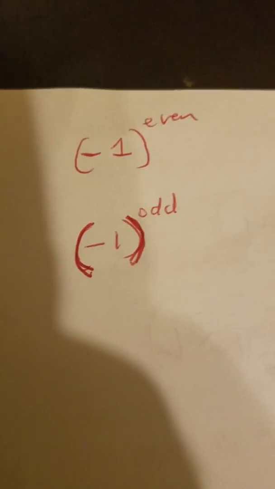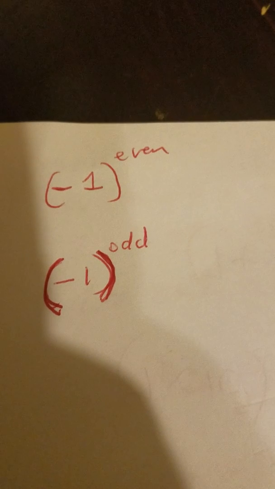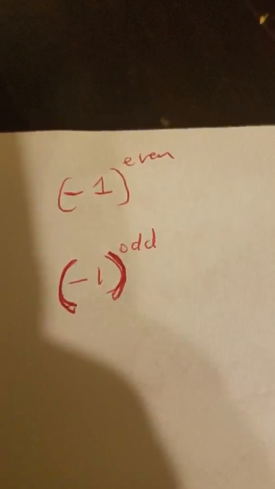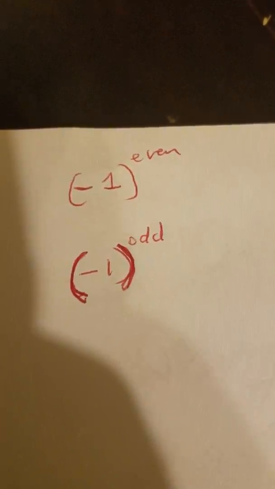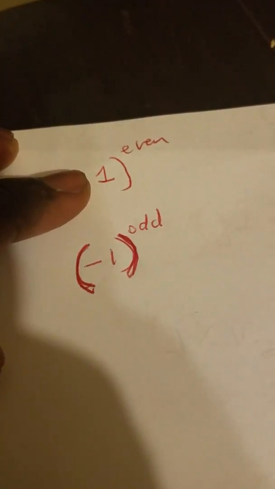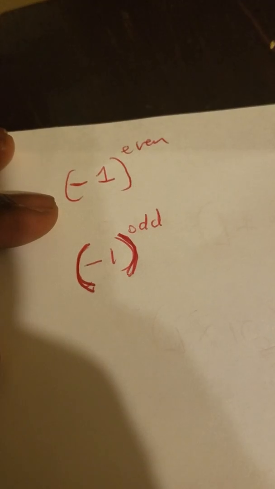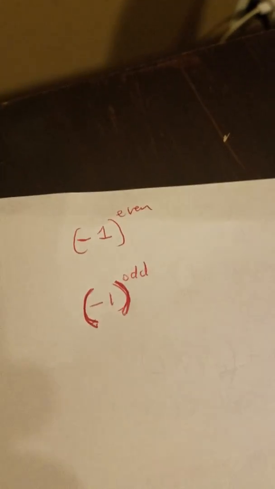Hello everyone, today I'm going to talk about roots, even roots and odd roots. Again, even roots and odd roots are not very important unless we're talking about a negative base. So here, as an example, I have a -1, right? And the exponent is even. If the exponent is even, it's going to end up being a positive number.